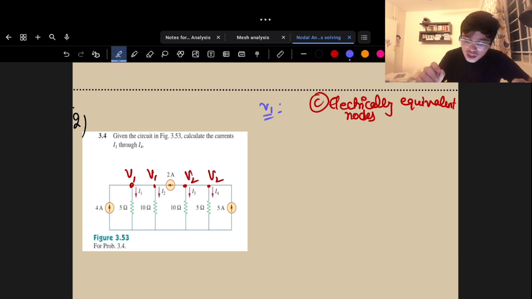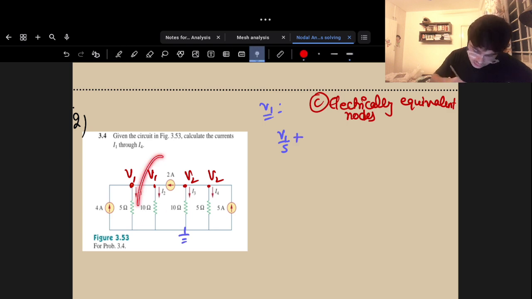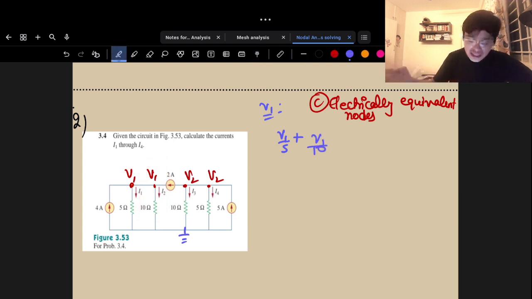All right. So I can write the expression for all the currents leaving V1 and club them into one, because they are the same node electrically. So let's write. V1 minus 0 by 5, let me ground this, right? V1 minus 0 by 5 plus, now for this, V1 minus 0 by 10. These are my leaving currents and my entering currents are 2 plus 4 amps. So this is my first equation, right?